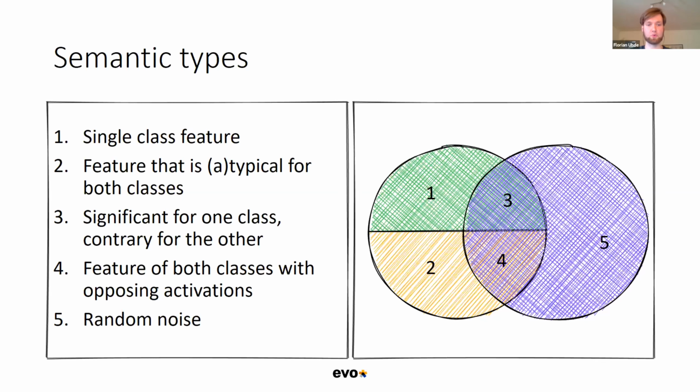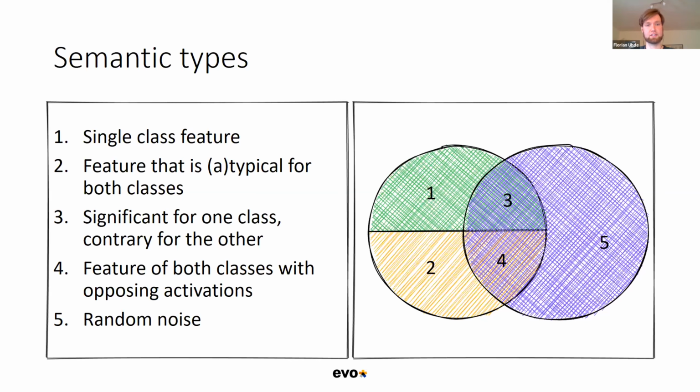And then we do have number four, which is similar to two. So we do have a feature in here that is significant for both classes, but with an opposing activation level. So that would mean if it's activating strongly for class A, it would not activate for class B, or vice versa. And number three is a weaker version of four. So we still have a feature that activates strongly on class A and not so strong on class B, for example, but it would only be significant for one of the two classes.